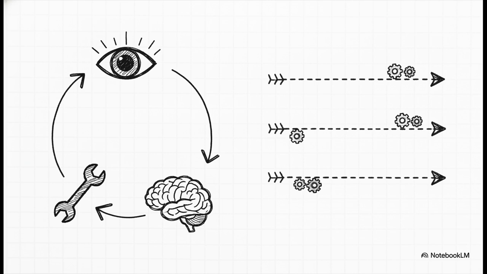Rather than the whole system just freezing up and waiting every time an agent needs to think or act, this asynchronous design lets multiple processes run concurrently in the background. The paper heavily emphasizes that this massively improves the overall execution efficiency.